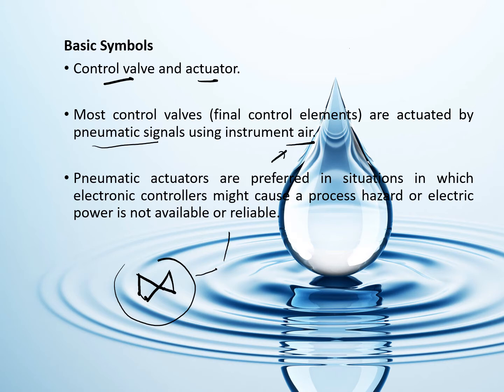But in other cases, the control valve is operated by power supply. That means the opening and closing of that valve is supplied by electrical power. Pneumatic actuators are preferred in some situations in which an electronic controller might cause a process hazard, or electric power is not available or reliable.